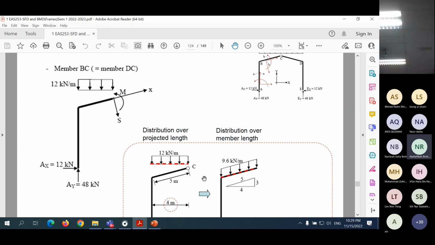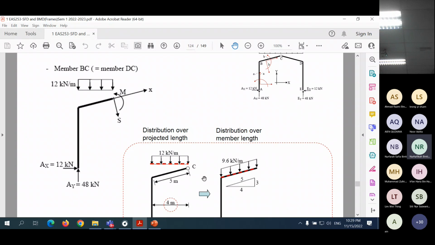After that, remember one previous example that we looked at, you need to get the component of 9.6 kilonewton per meter in the vertical, perpendicular direction and in the parallel direction. So after this, it's the same thing that we have seen in the previous example. But here, the load which is over the projected length on this horizontal distance must be converted to this load first.